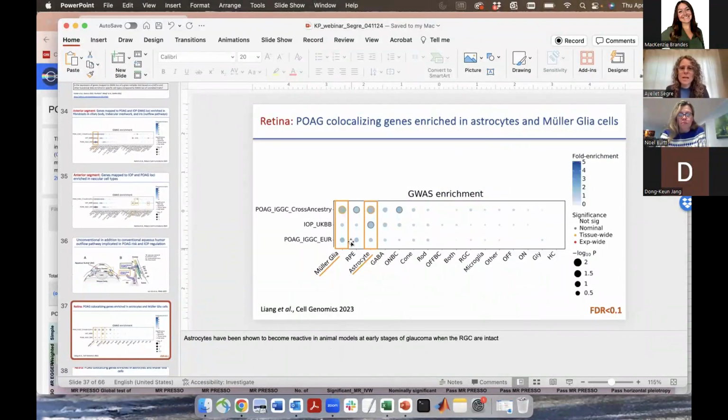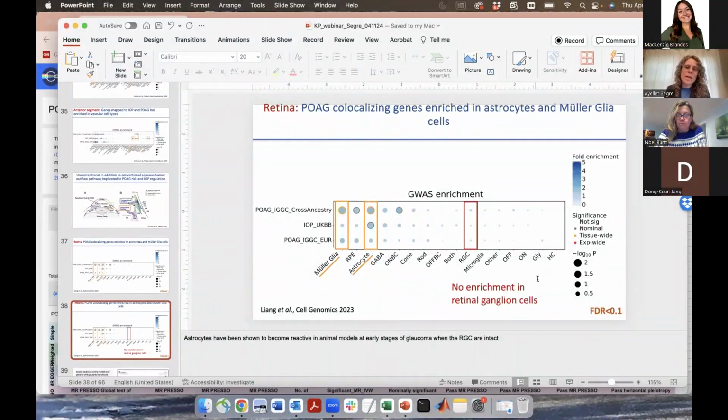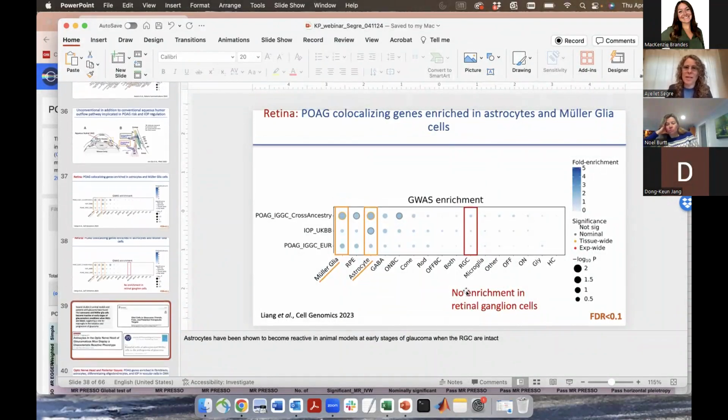Looking at the retina, we found significant enrichment in Mueller glia cells and in astrocyte cells for the POAG loci. When we remove those that are also associated with IOP, the enrichment remains for POAG, but not for IOP. And interestingly, we did not see any enrichment in the retina ganglial cells themselves, suggesting that the macroglial cells may play an important role in supporting the sensitivity of the retina ganglial cells, and important to consider in drug and gene and cell therapy design.